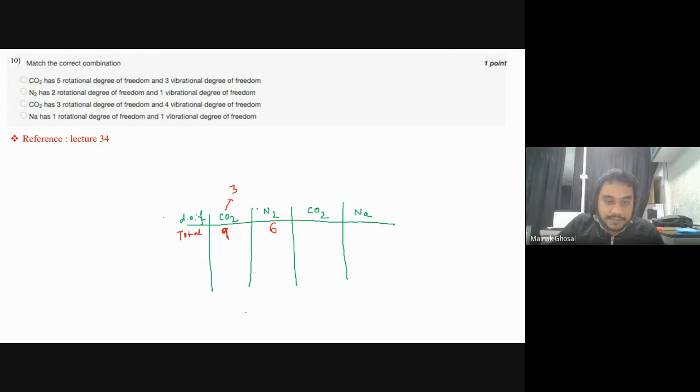In case anyone is confused, I'm writing it. The total number of degrees of freedom, as I mentioned earlier, is nothing but 3n, where n is the number of atoms present in the molecule. For CO2, you can see 2 oxygens, 1 carbon, so 3 atoms are there. Following this rule, there will be 9 degrees of freedom. For sodium, since it is only 1 atom, there will be 3 degrees of freedom. So we have calculated the total number of degrees of freedom for each molecule. Now I am going separately.